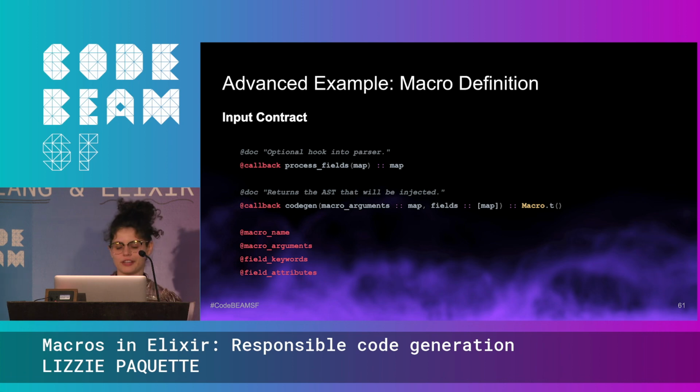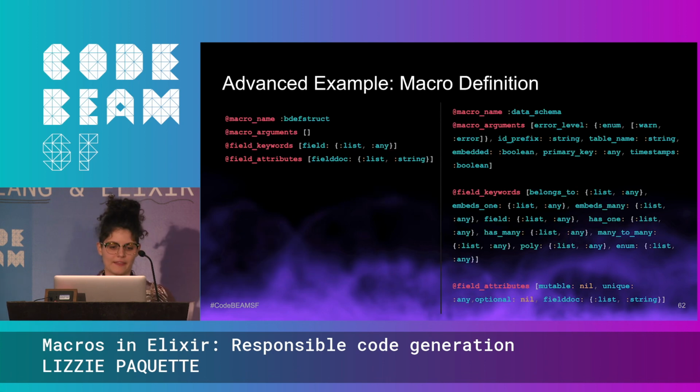We said, okay, if you're trying to write one of these schema-like macros, you have to define these 6 things. Process fields is just like a hook at the end of the parser if you wanted to mess with the parsing map before it goes to code gen. And then you have to define your code gen function, which takes in whatever arguments people are passing to the macro and the fields, and then actually generates an AST that you want to inject. And then you also had to tell us, well, what was your macro name? What are the types of arguments it accepts? What are the keywords? And what are the attributes?